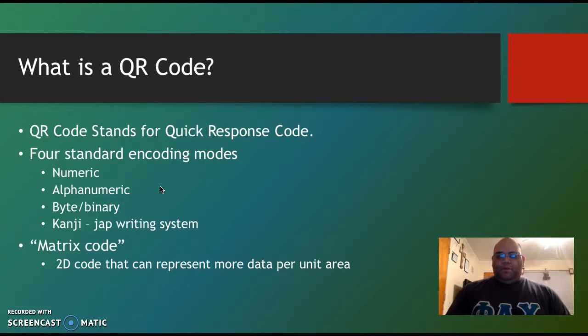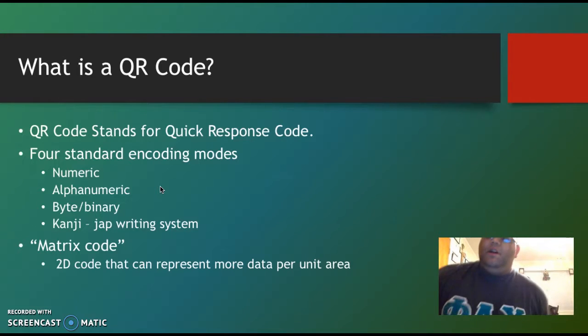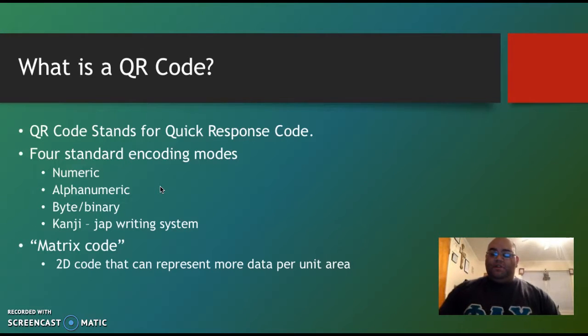2D codes, QR codes and such, are better to use for listing more data, as opposed to 1D codes, which are your standard barcodes that you would see at a grocery store or a market when buying or scanning your food.